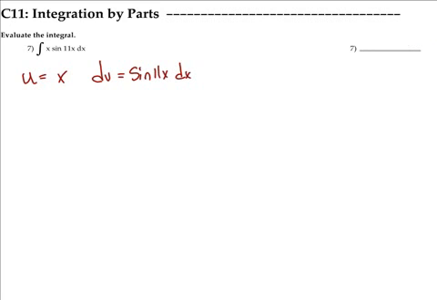Make sure when you do this, when I get down here, all the parts are represented. I see x, I see sine 11x, and I see dx. That's all the parts that are here. Make sure they're all represented when we get done writing u and dv.